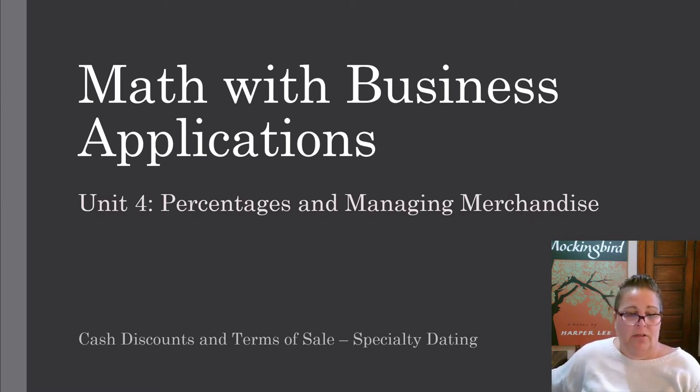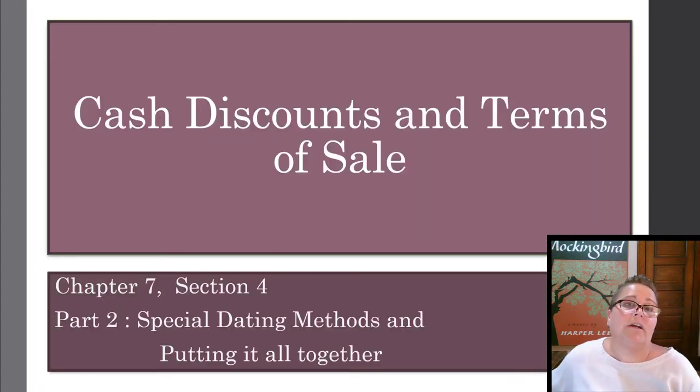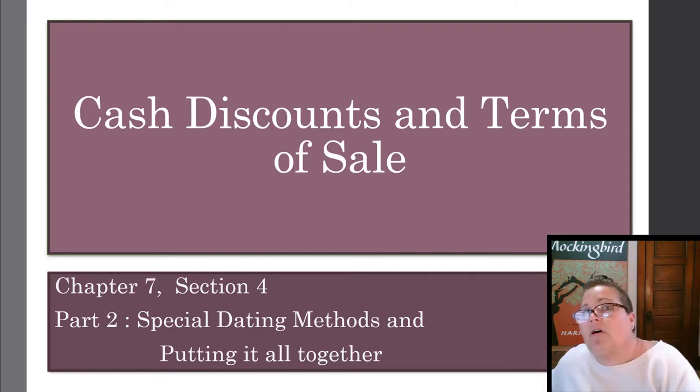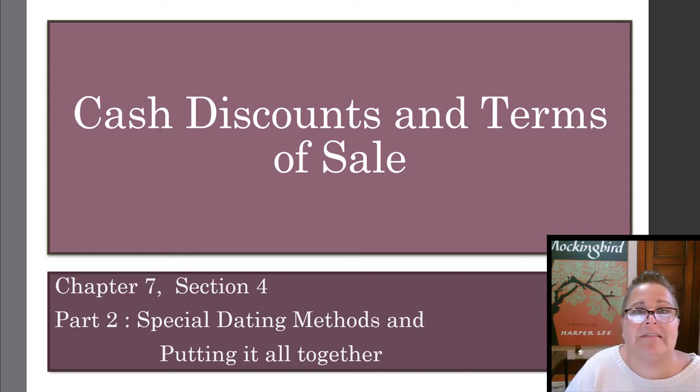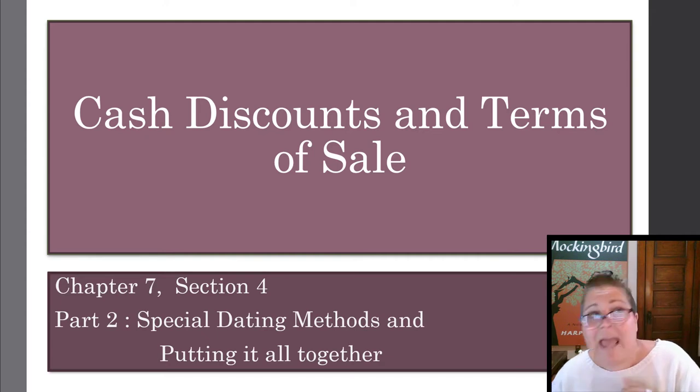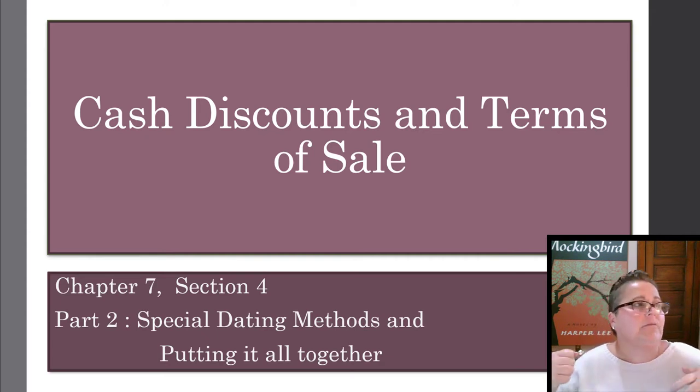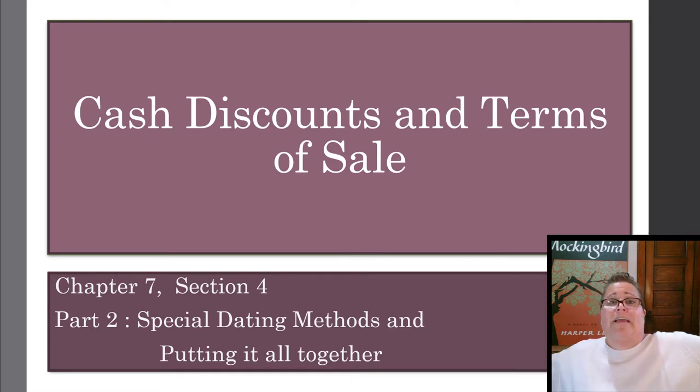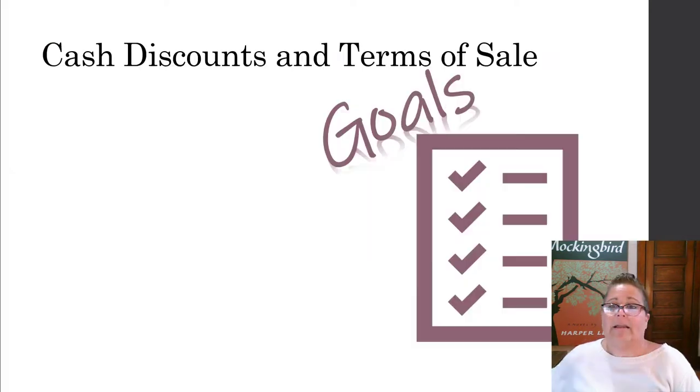We are looking at Chapter 7, Section 4. Today we need to cover specialty dating methods, and we're going to put together all of the other things from the last few sections: the trade discounts, the series discounts, the cash discounts, specialty dating methods, ordinary dating methods, what to do about tax, what to do about shipping. It's just going to be fantastic. All right, here we go.